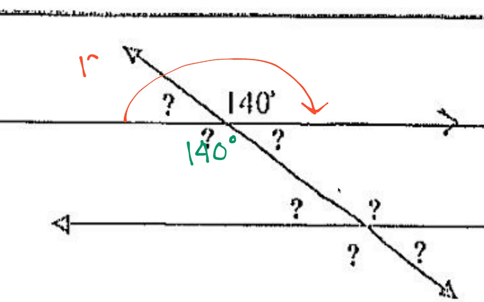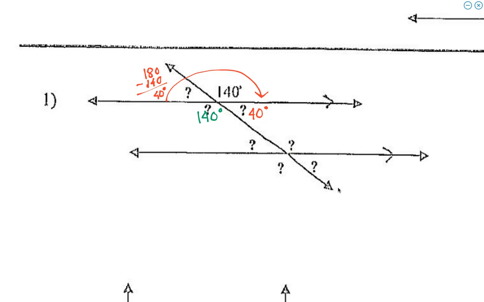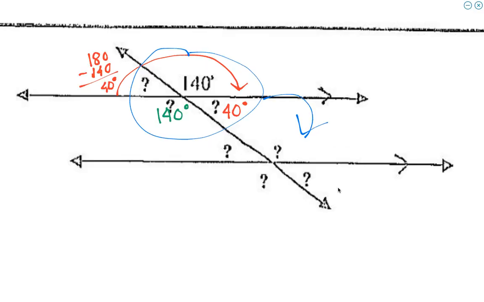These are supplementary, so 180, take away that 140. So that's 40 degrees, which makes this 40 degrees. And then these 4 are the same as these 4 because of the idea of corresponding angles. So 140, 140, 40, and 40.